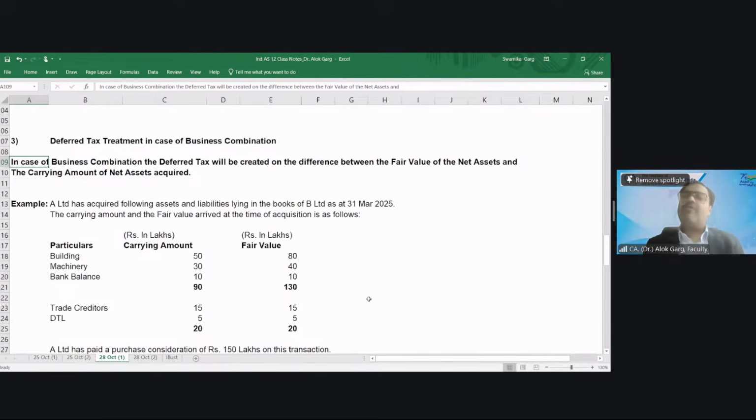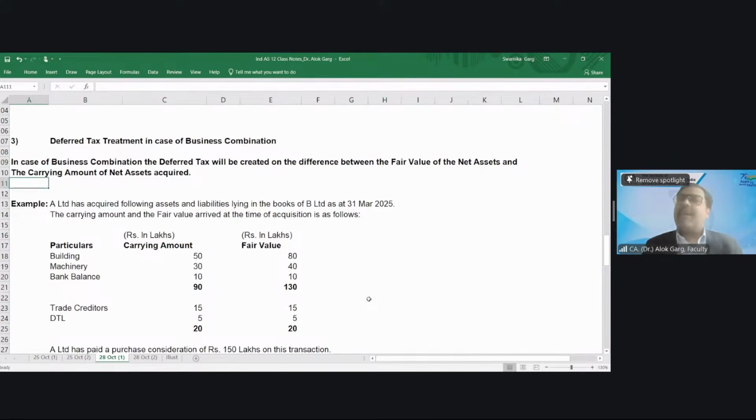So now the question comes: when the acquirer is fair valuing the assets and liabilities of the acquiree, right? Is there any deferred tax implication on that? That is the question from the Ind AS 12 perspective. Have you covered this part in Ind AS 103? Yes, sir.